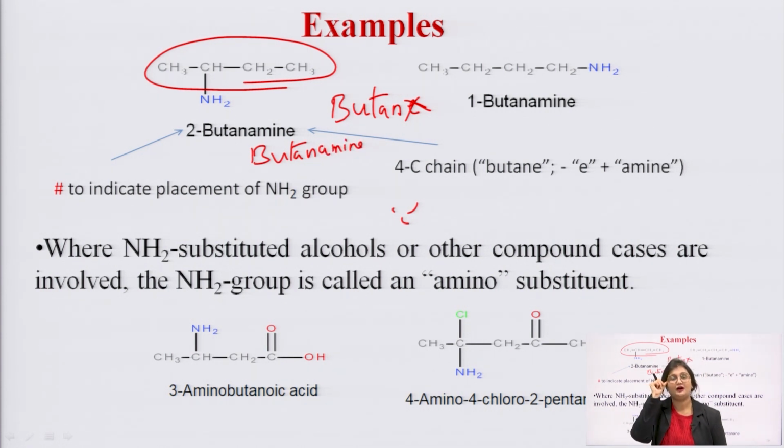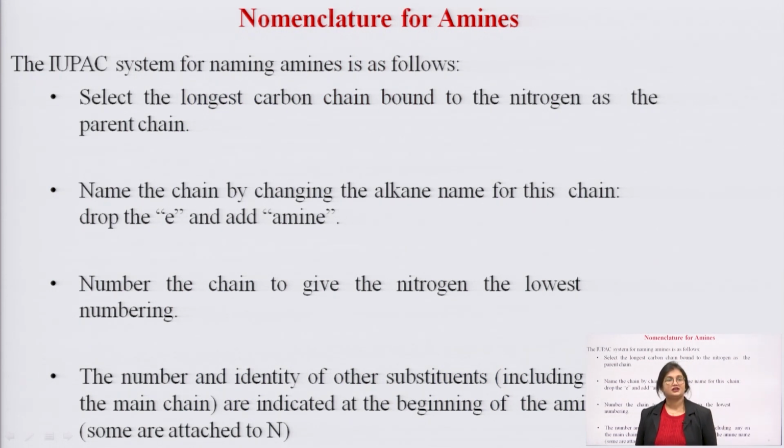Alright. So, under the IUPAC name, first the longest carbon chain is selected, then we give the alkyl name. We drop the E and add amine to it. Next, number the chain to give the nitrogen the lowest numbering. So, the nitrogen atom must achieve the lowest numbering. The number and identity of other substituents including the main chain are indicated at the beginning of the amine.